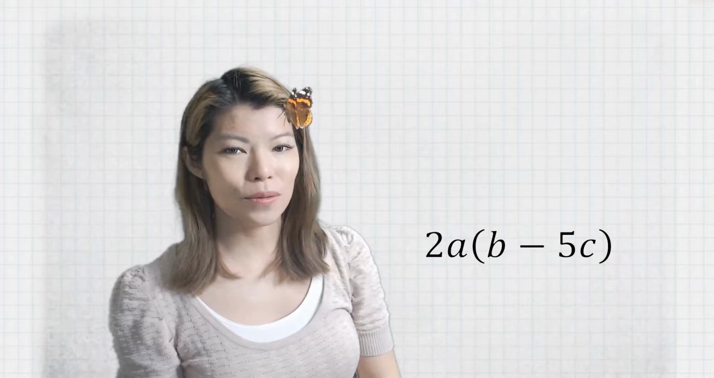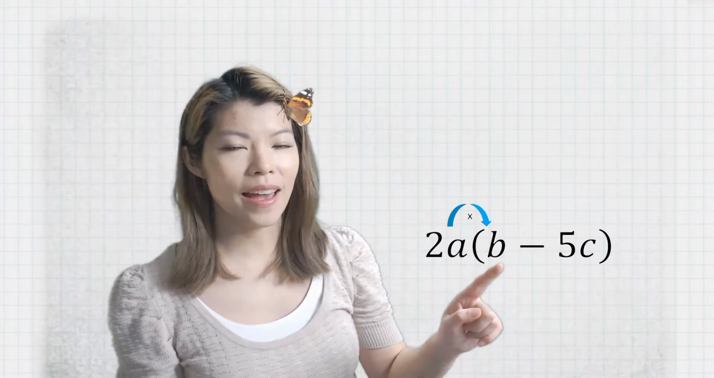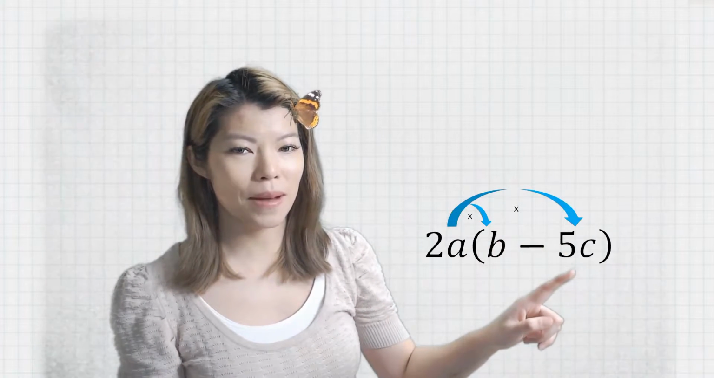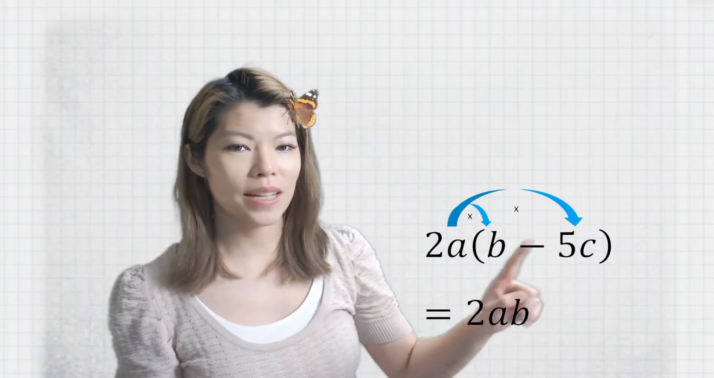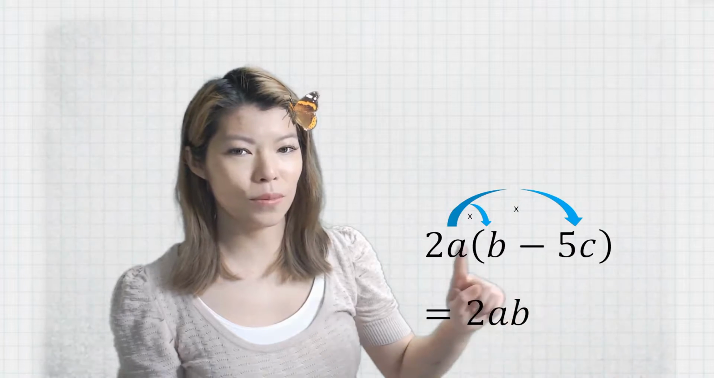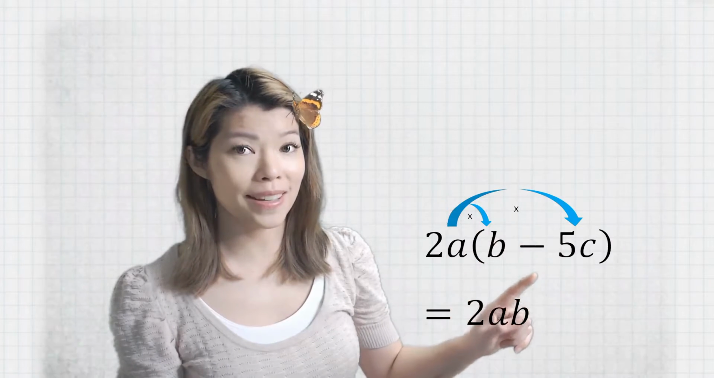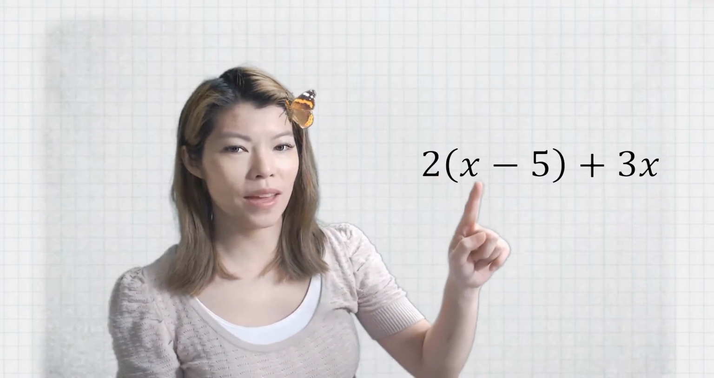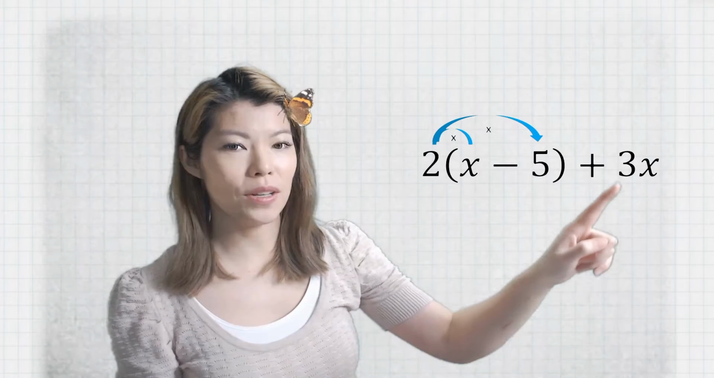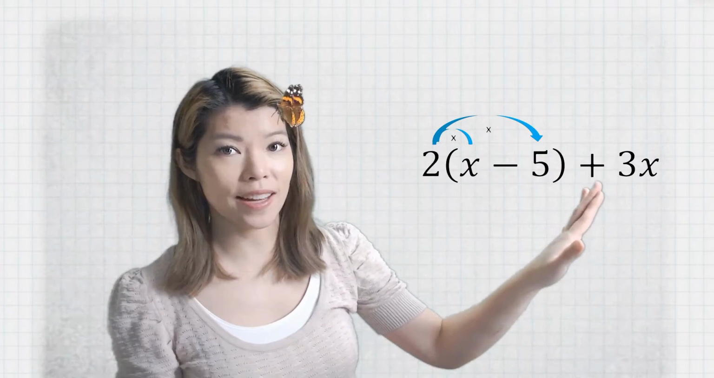For this example, we would multiply the 2a times the b and then the 2a times the minus 5c. So we would get 2ab, and then 2a times minus 5c would be 2 times minus 5 is minus 10, so minus 10ac. For this question, we multiplied the 2 by the x and the minus 5, but not the plus 3 because it's outside the bracket.